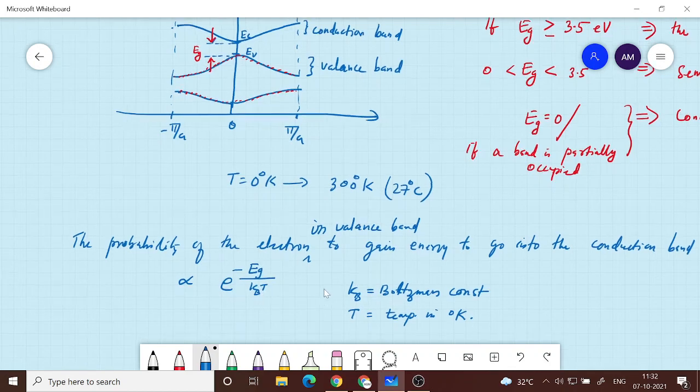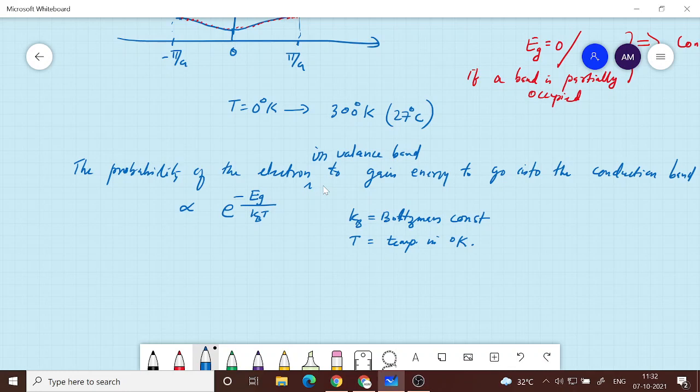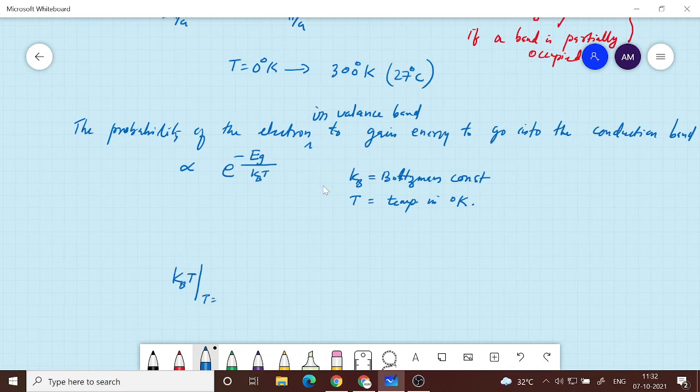Now at room temperature, what is kBT? kBT at T equal to 300 degree Kelvin is approximately 0.026 electron volt. kB is 1.38 times 10 raised to minus 23 joules per Kelvin.